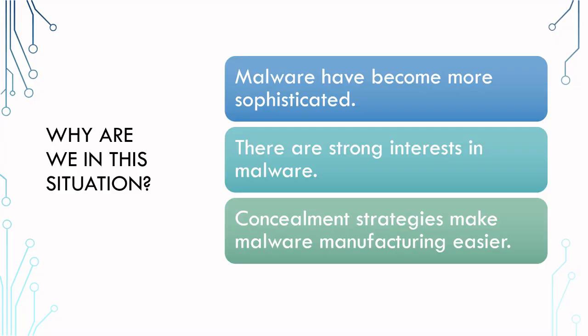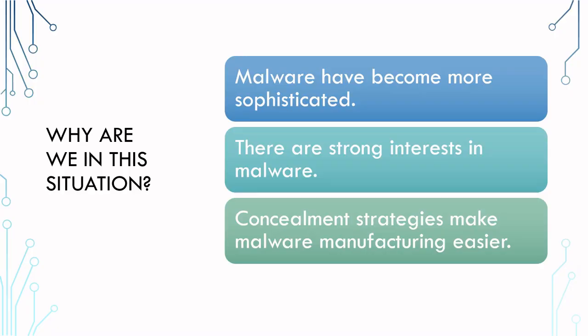So there is a lot of work to do, and there is a lot of research to perform. And why are we in this situation? Well, first of all, malware became very sophisticated in the last few years. We will talk about history in a few moments. Then there is a huge interest in malware, economical interest, criminal interest. We will talk about this also. But also because malware uses concealment strategies that are very effective.